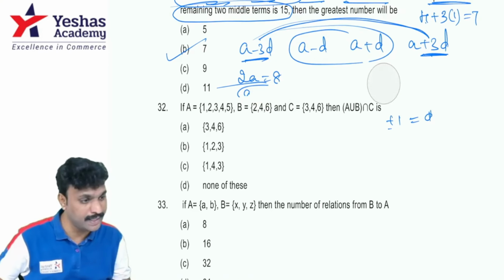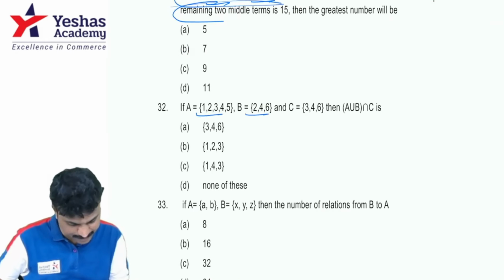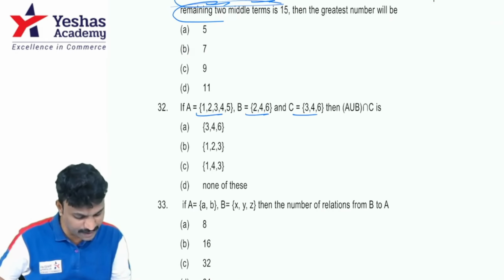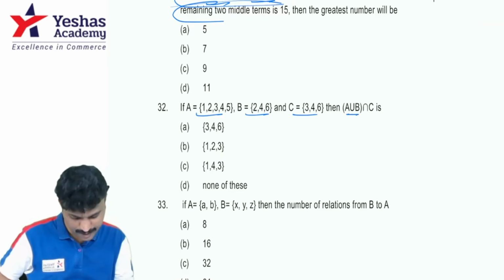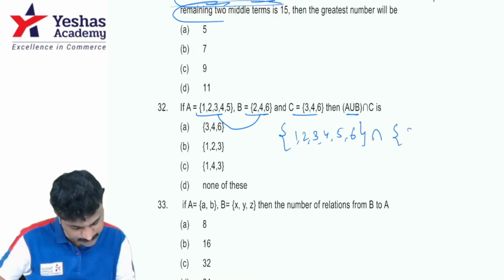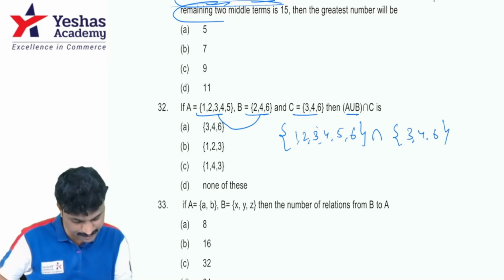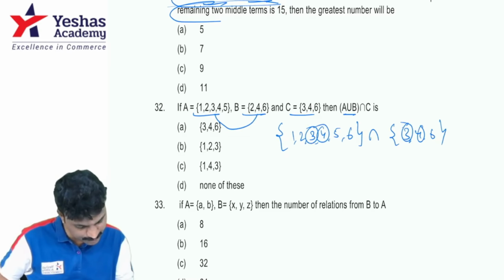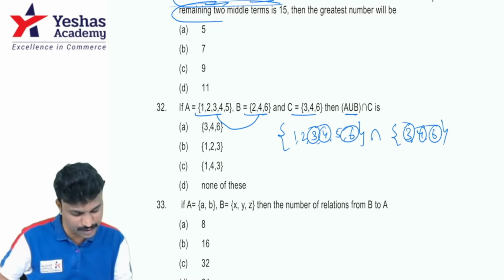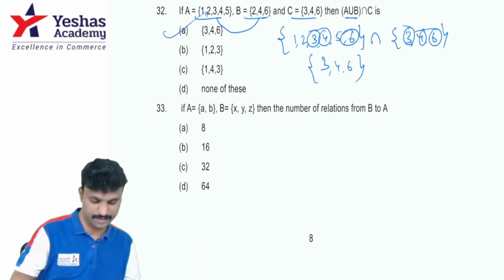Guys, look at the 32nd question. They said that set A is given, set B is given, and 3 sets are given. A union B intersection C. Guys, what is A union B? Combine the elements in set A and set B: 1, 2, 3, 4, 5 and 6. Correct? And what is C? 3, 4, 6. Guys, take the intersection of both the sets. 3 is present here, 4 is present here and even 6 is also present. So 3, 4, 6 are the common elements. That means option A is the right answer.